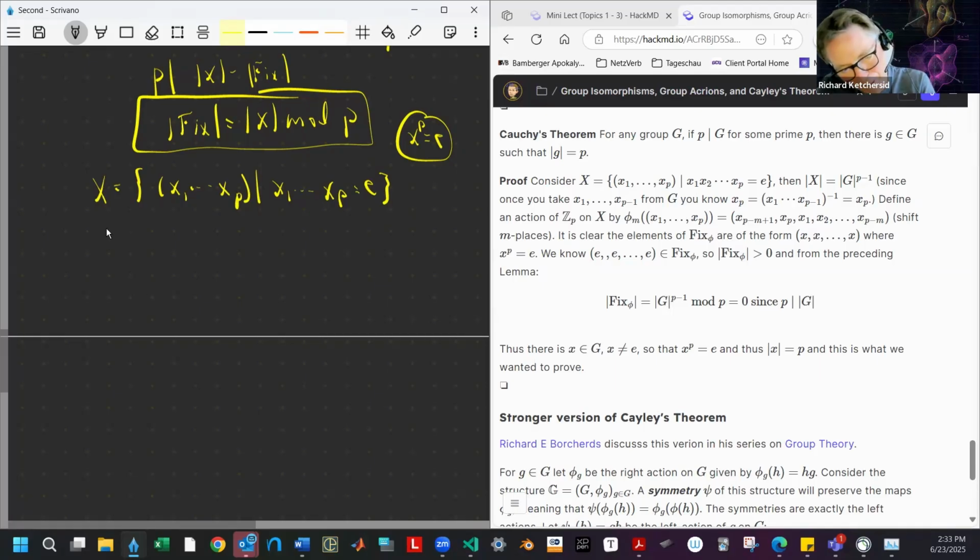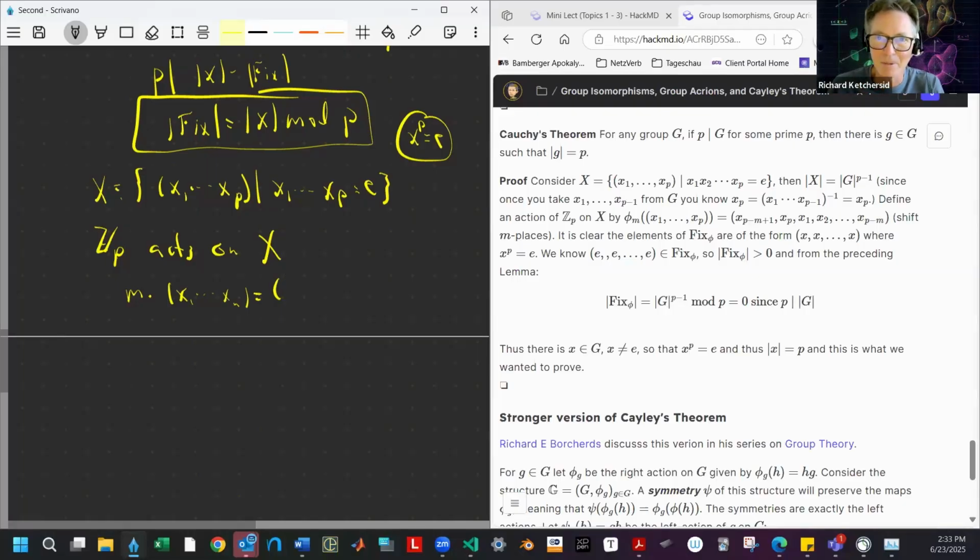Good. All right. And we're going to have an action of Z_p, not of G, but just Z_p is going to act on X. And the action is going to be, so if I take m in Z_p, then m dot one of these tuples is going to just rotate through here. Let's see, it probably doesn't matter which way I do this. I'm going to push, let me think about how to say what I'm doing here.